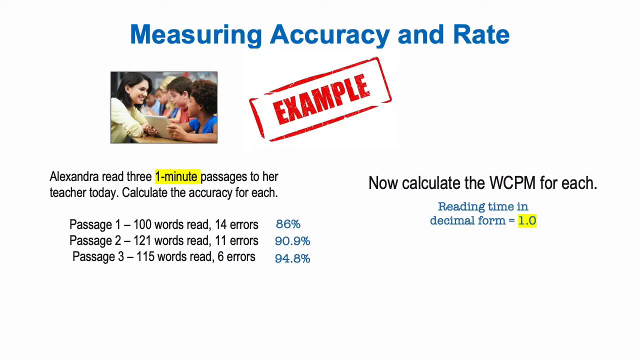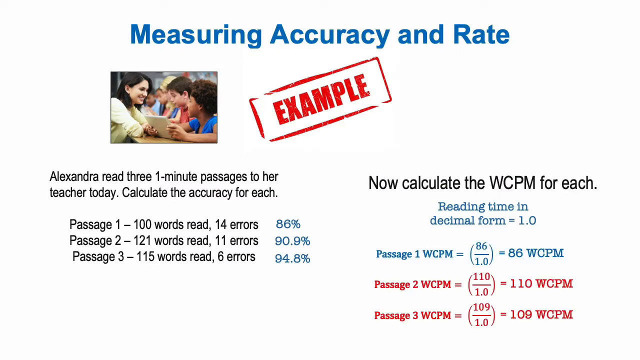In this case, the teacher had Alexandra read each passage for just 1 minute, so we know that the reading time in decimal form is 1.0 minutes. Now we can plug that into the formula. We again use the number of words that she read correctly, which was 86 for passage number 1. Divide that by the reading time, and we get Alexandra's rate for that passage, 86 words correct per minute. Here's the same calculation completed for the other two texts that Alexandra read in that session.